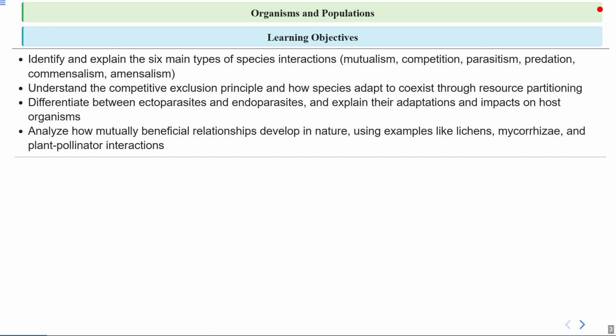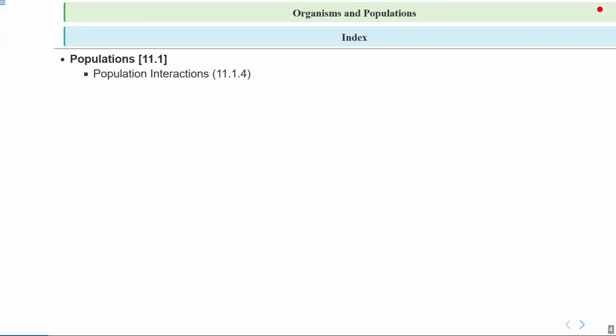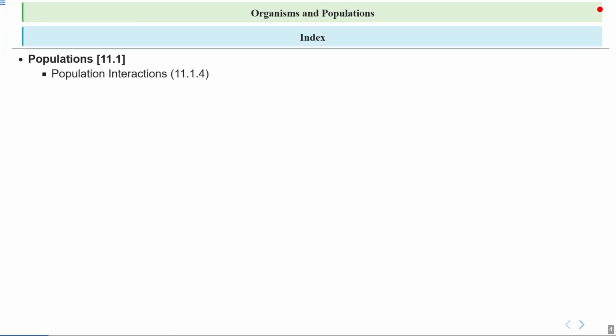Then we'll analyze how mutually beneficial relationships develop in nature. Okay, means we'll be talking about symbiotic relationships. Here we will understand these relationships with the help of examples like lichens, mycorrhiza, and plant-pollinator interactions. So in today's session, we'll be talking about population, and within this topic, we'll be talking about population interactions. Then we will summarize the entire session. We'll also discuss some NCERT-based questions related to these topics.